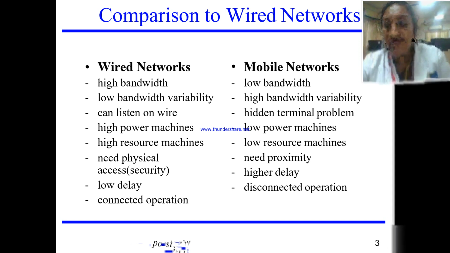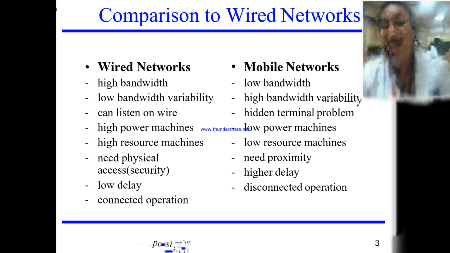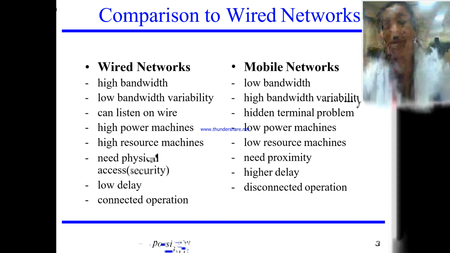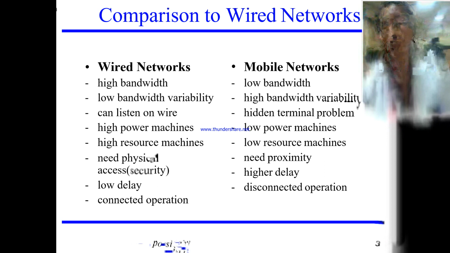But in the mobile network, there is only one problem, the hidden terminal problem. We don't know which terminal is going to transmit. That is the only problem there, but it can protect you from hackers. Then in a wired network, we need high power machines. In the mobile network, even your mobile phone is more than enough to provide your mobile network. Again, a wired network needs high resource machines when you are going for a large amount of data and a larger network. But the mobile network needs only low resource machines.